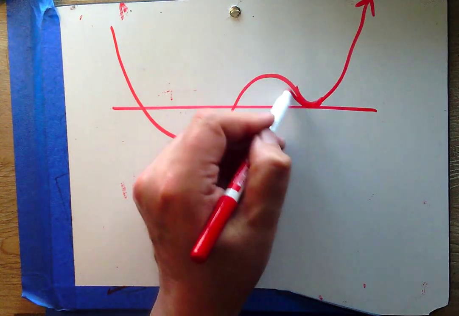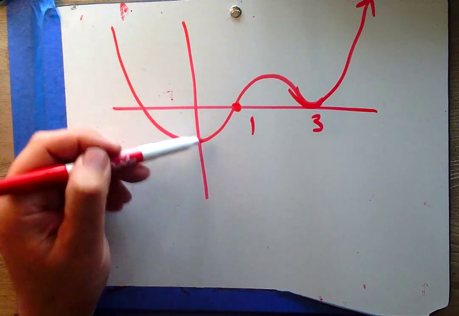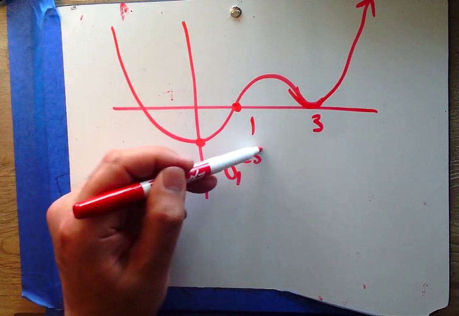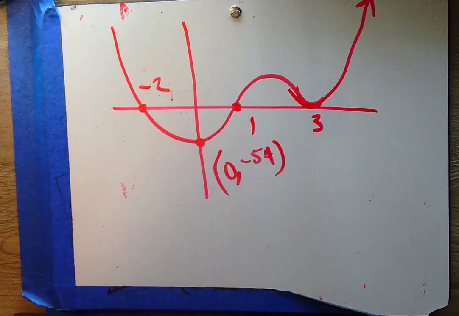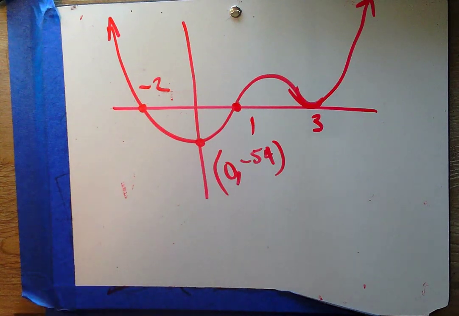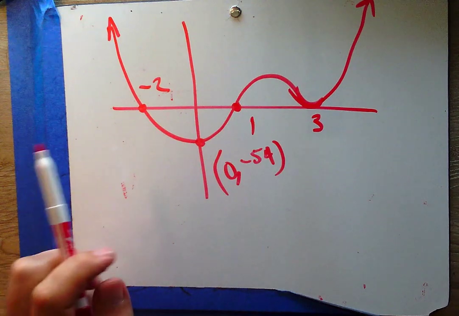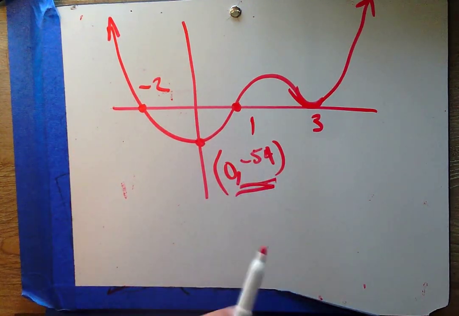Let's bounce at 3. There's 1. Here's 0, negative 54. And this point is negative 2. Okay. Please write the equation for this polynomial. And unlike the last one, where you could have lots of different coefficients, because of this given extra point, no, we're only going to have one. You're looking for the polynomial.